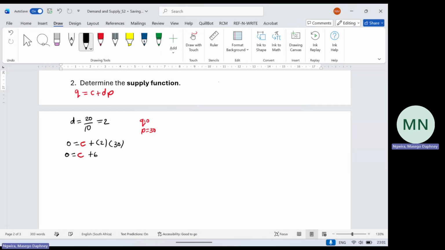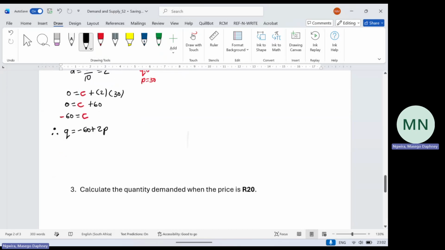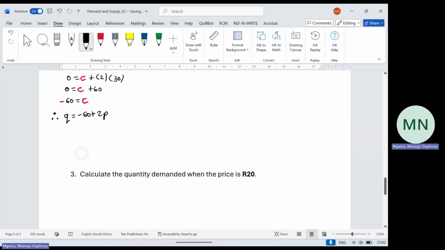All right, so this will be 0 is equals to C plus 60. Then we take this 60 to the other side, it's going to be negative. So this will be negative 60 is equals to C. So it means that my C is negative 60. Then therefore, my supply function is going to be Q is equals to C, which is negative 60, and then plus my D is 2, then P. So this is the supply function. All right. And then now we move on to number 3.